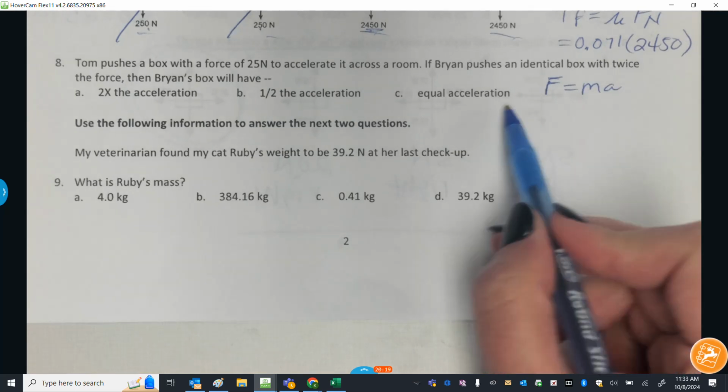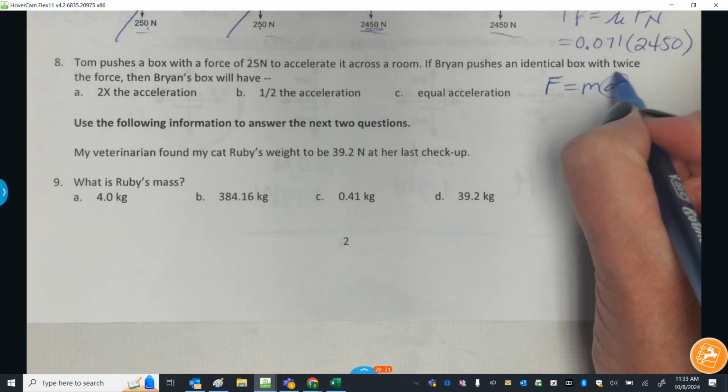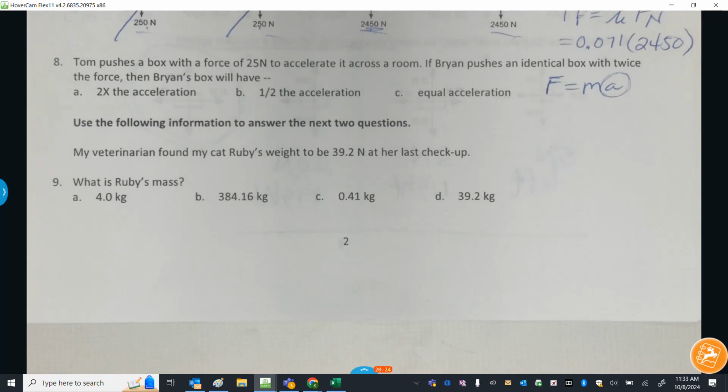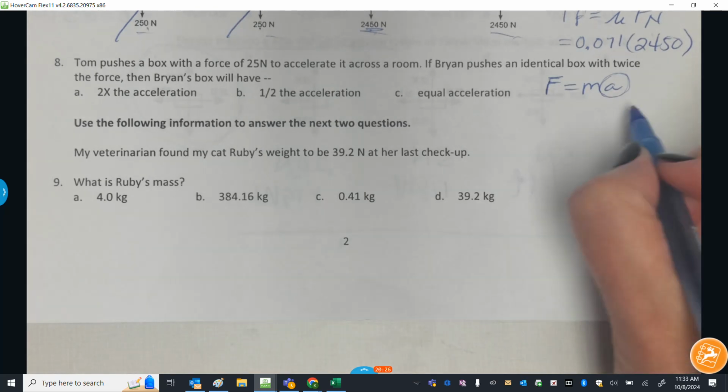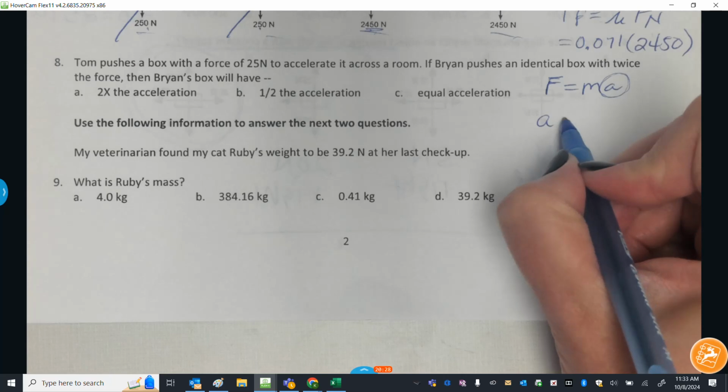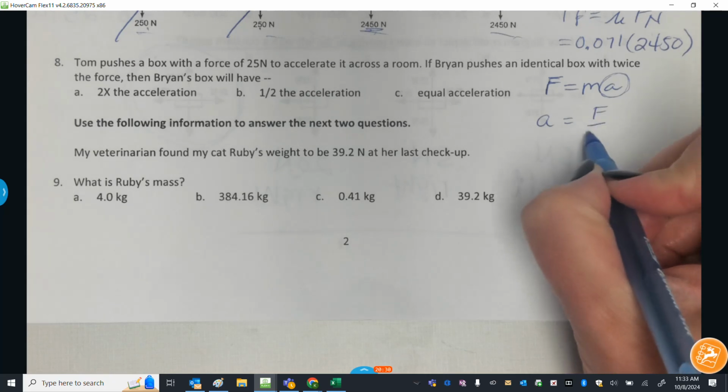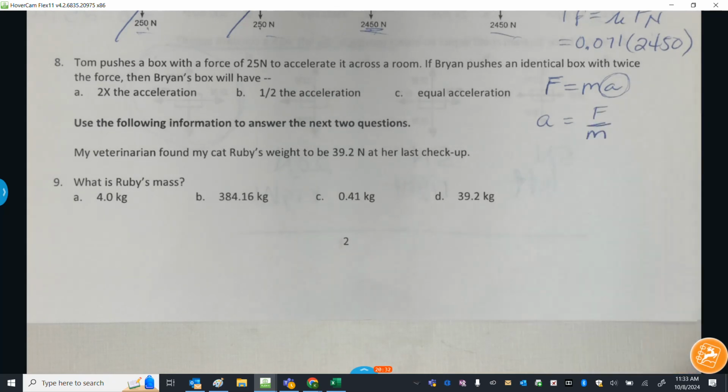Or if you're trying to look at the effect on acceleration, it is actually a little bit easier to rearrange the equation. So it's set equal to A by dividing both sides by M. And so A equals F divided by M. But you can answer it either way. If you want to use the equation to help you see the relationship, you can. You can also memorize the relationships or use a little bit of common sense in this case.